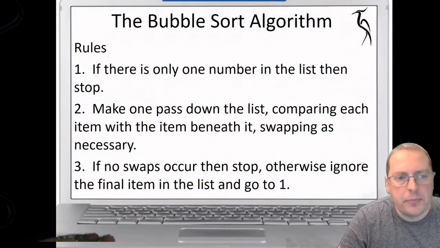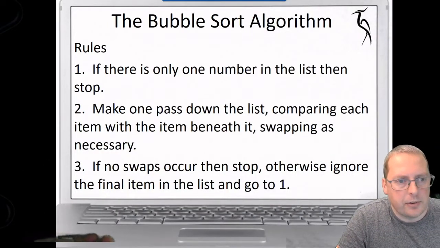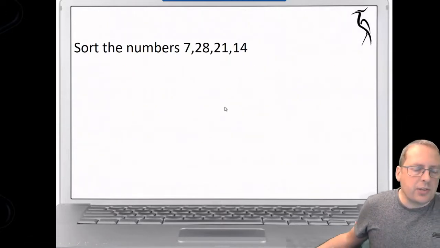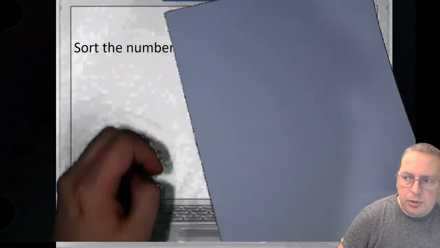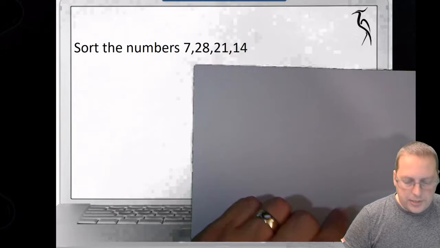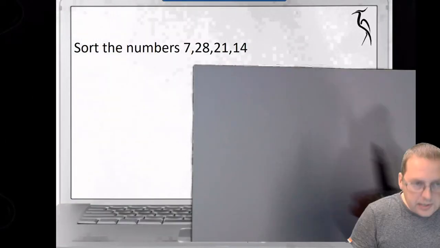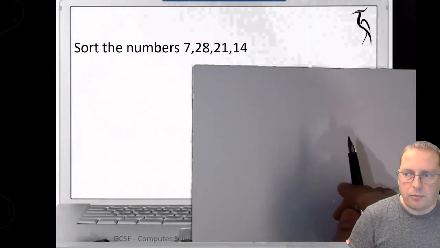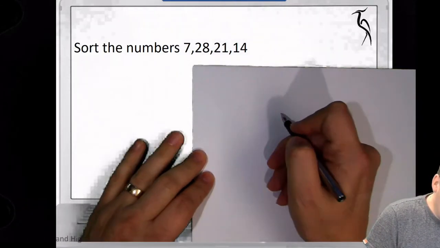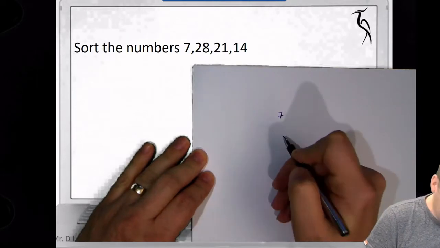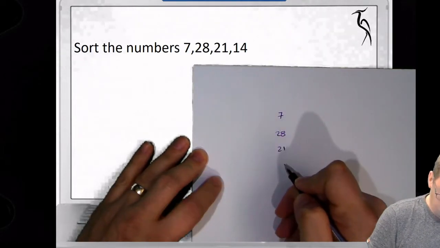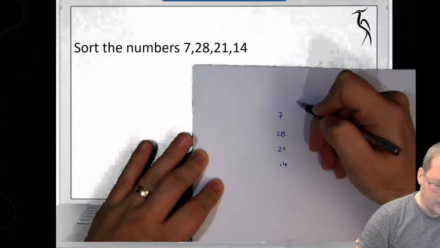In an exam, you're likely to be set a series of numbers that you need to have a look at. So I've got the numbers 7, 28, 21 and 14. So we'd do this one on paper. So we can start with writing them down. It's alright to have them in order left to right, but I prefer to do my numbers going down. So I'm just going to copy down the 7, the 28, the 21 and the 14.